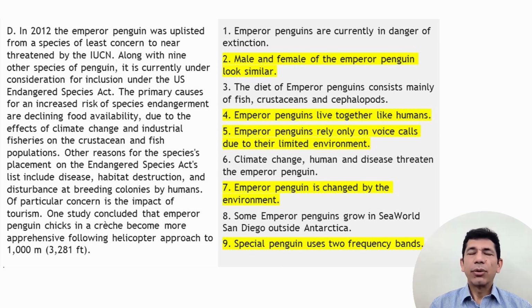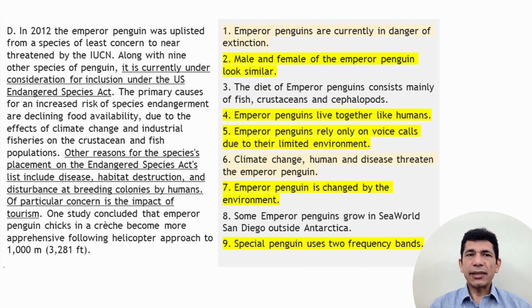Para number D. Pause the video, find the answers. And my answers are number 1 and number 6. Number 1, emperor penguins are currently in danger of extinction. And if you look at the paragraph, it says it is currently under consideration for inclusion under the US Endangered Species Act. And number 6, climate change, humans and disease threaten the emperor penguin. Other reasons for the species' placement on the Endangered Species Act include disease, habitat destruction, and disturbance at breeding colonies by humans.